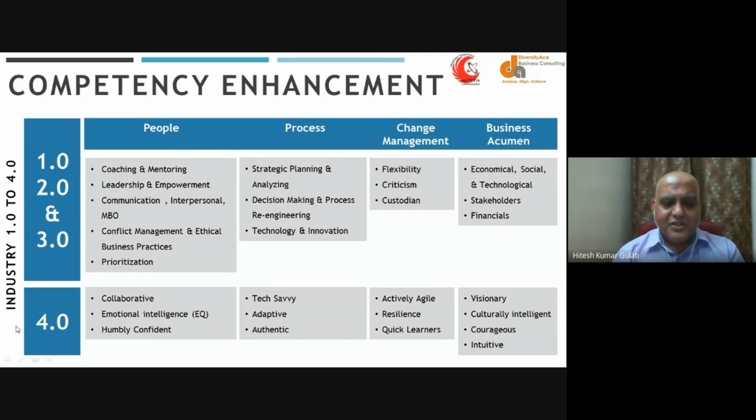And they have to shift their orbit from ego to humbleness. So that is the reason in terms of people competencies, they have to become humbly confident. In terms of processes, they should be tech savvy, adaptive and authentic. In terms of change management, they should be actively agile, resilient and quick learners. In terms of business acumen, they should be visionary, culturally intelligent, courageous, and intuitive. I'm sorry for taking these last two slides a bit fast, because we'll spend some more time on the second part, which is a very interesting part.